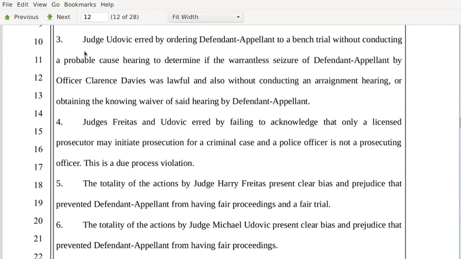Okay. Judge Uterbeck erred by ordering the defendant appellant to a bench trial without conducting a probable cause hearing to determine if the warrantless seizure of defendant appellant by Officer Clarence Davies was lawful, and also without conducting an arraignment hearing or obtaining the knowing waiver of said hearing by defendant. Okay, you can waive the arraignment hearing.